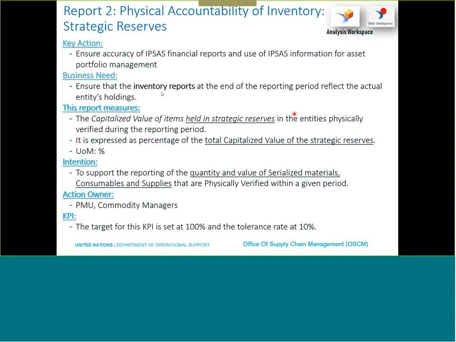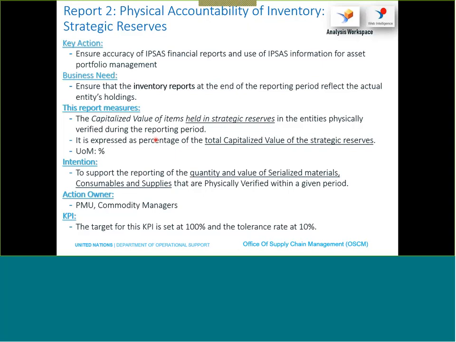and what we're presenting here. So basically, we're looking at the business need for report 2. It's to ensure that inventory reports at the end of the reporting period reflect the actual entity's holdings. So basically inventory reports that reflect actual entity's holdings. And what does it measure? It measures the capitalized value of items held in strategic reserves, and that's key for this report. And the entities physically verified during the reporting period.